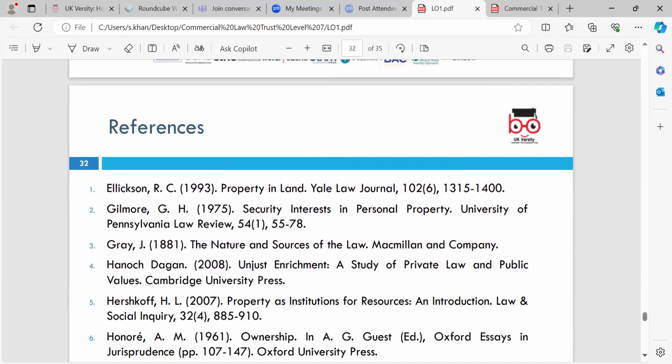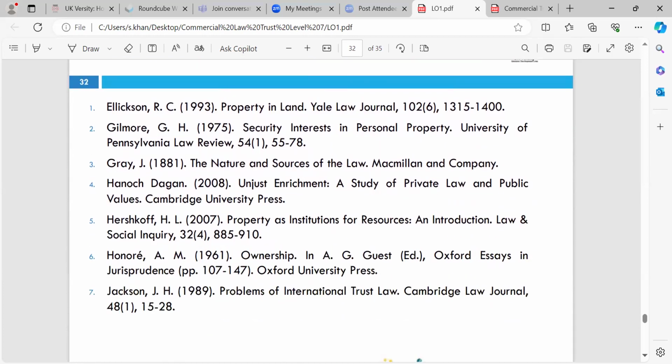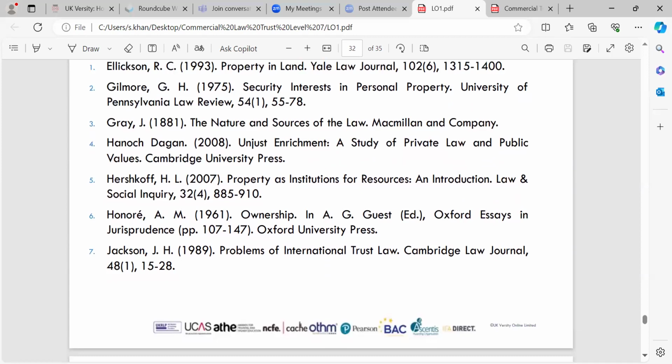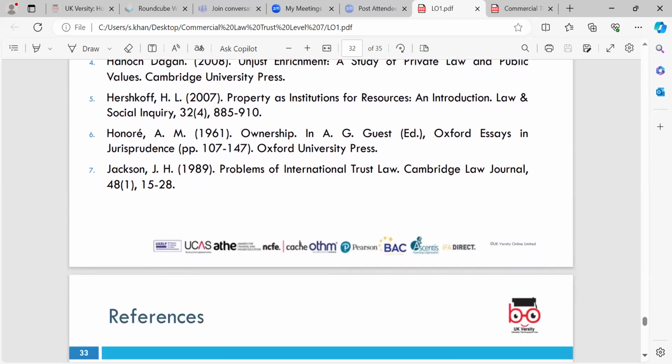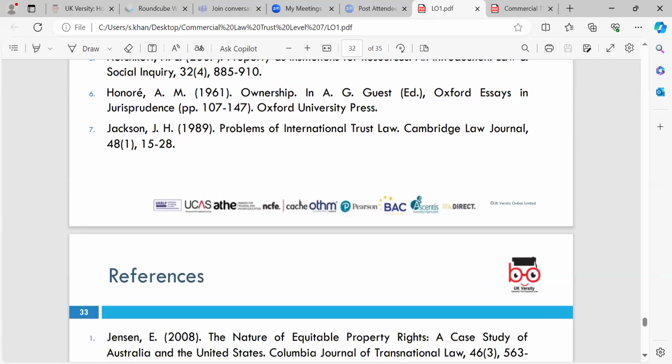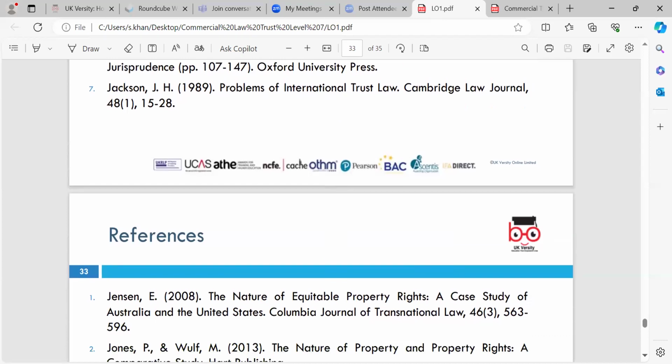The references we've used for today for Learning Outcome 1 are listed below: Property in Land by Ellickson; Gilmore, Security Interests in Personal Property, University of Pennsylvania; Gray, J, The Nature and Sources of Law; Hanoch Dagan, Unjust Enrichment, A Study of Private Law and Public Values, Cambridge University Press. We've also looked at Hirschoff, Property as Institution for Resources, Introduction to Law and Social Inquiry; Honoré, Ownership in A.G. Guest, Essays in Jurisprudence; Jackson, Problems of International Trust Law.